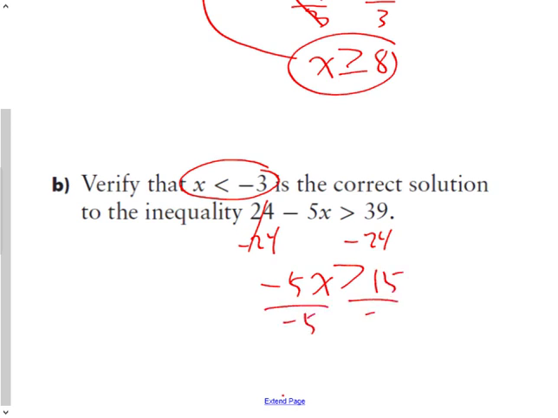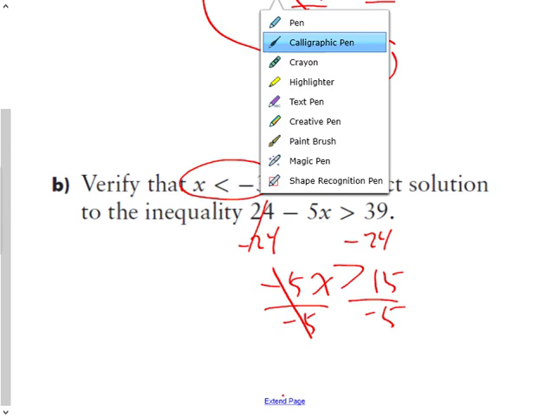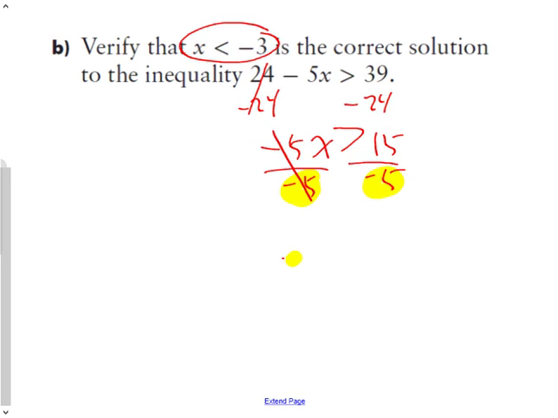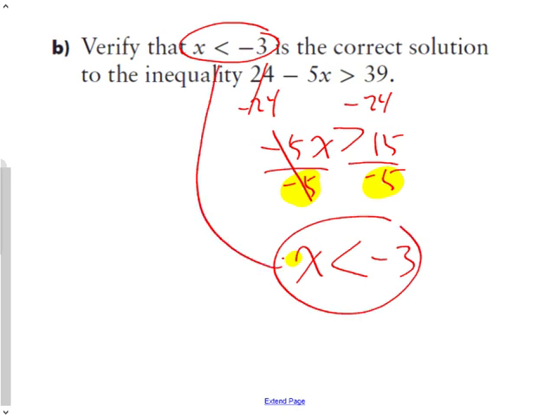And of course, the trick is because you are dividing by -5, you have to take your sign and flip it. And you get all values less than -3, which therefore is the correct solution.